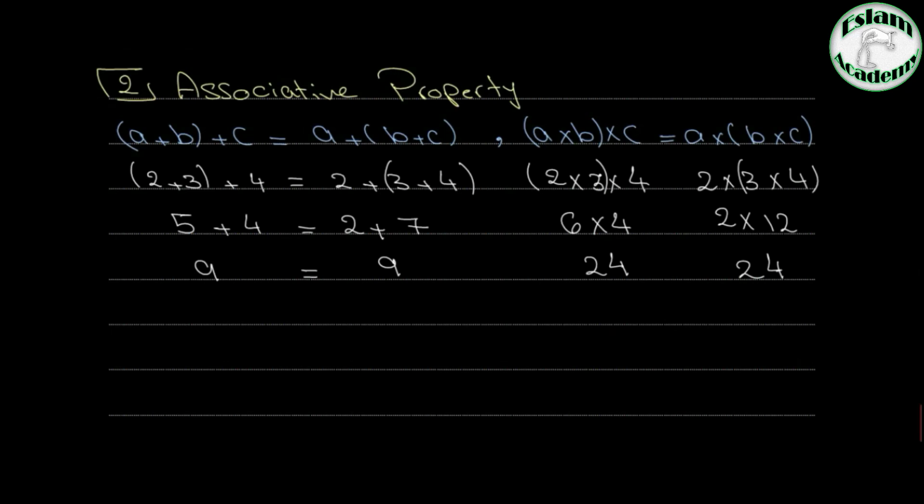So we'll find that if we keep the order of the numbers as it is without any change, but we change the order of operation, which operation will be first, which operation will be inside the bracket, we will find the same answer. That's called the associative property.